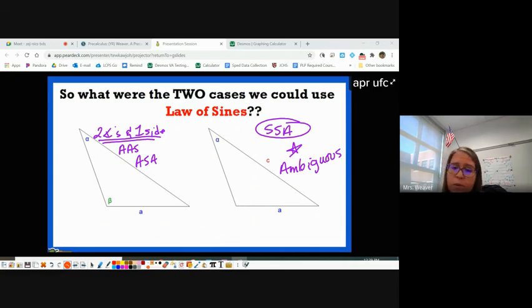And tomorrow we'll do ones where we can't, where there would be two unknowns if we tried a law of sines setup. So then we know, oh, I can't use law of sines. And that's when we'll use law of cosines.